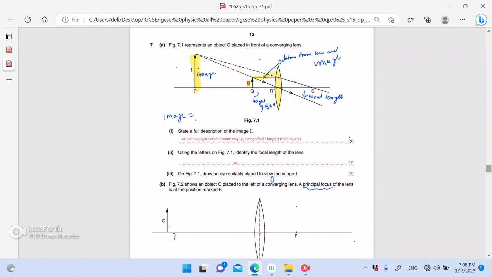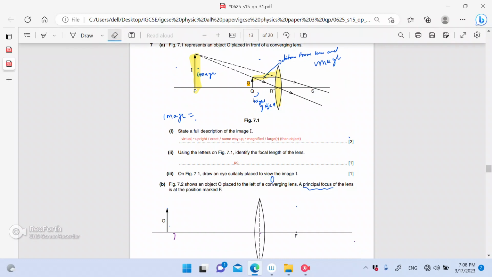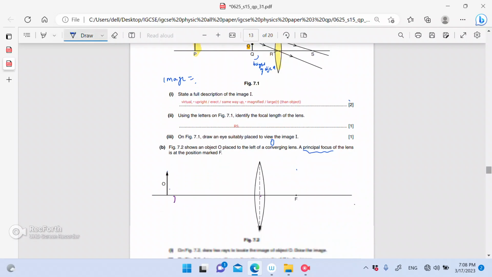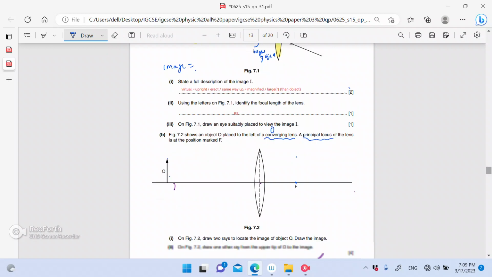Okay, so now in this question they are saying, draw an eye at a suitable place to view the image. Show an object placed to the left of a converging lens. A principal focus of the lens is at the position marked F. So you mark the position of the principal focus here.